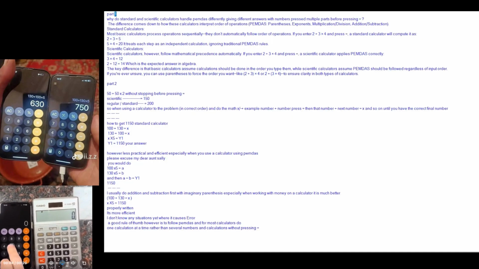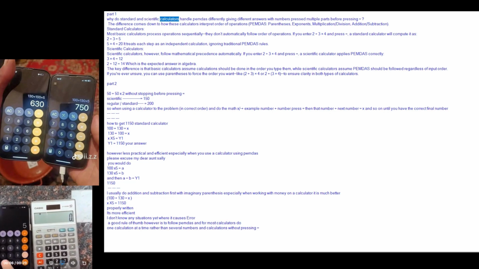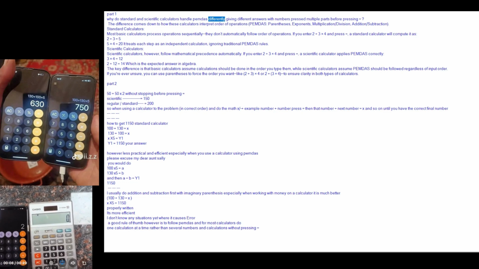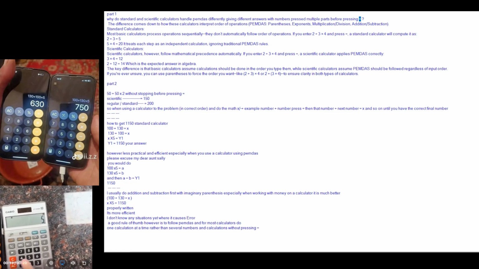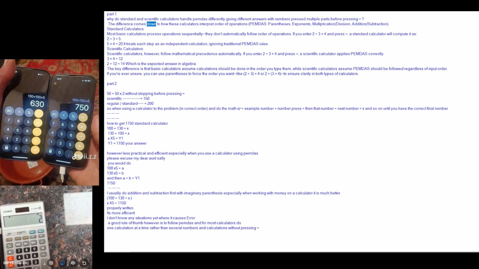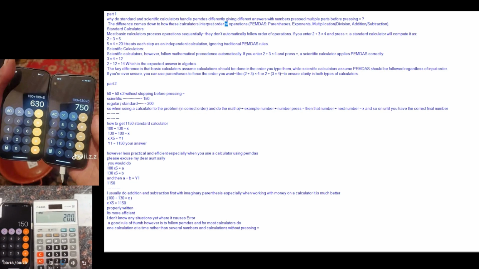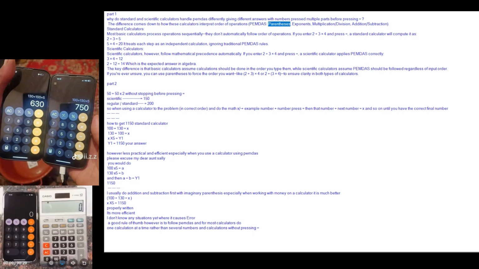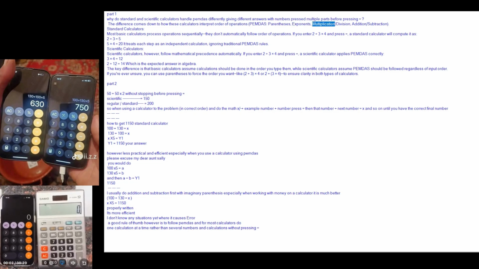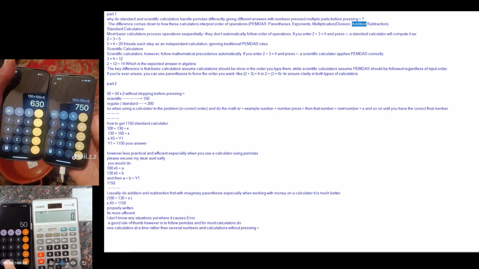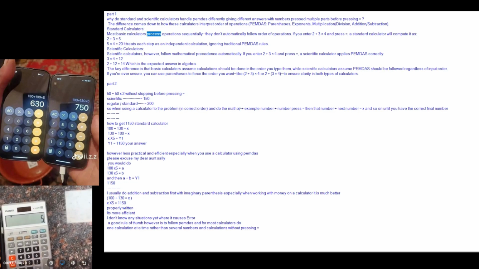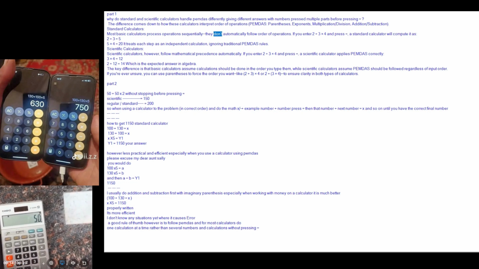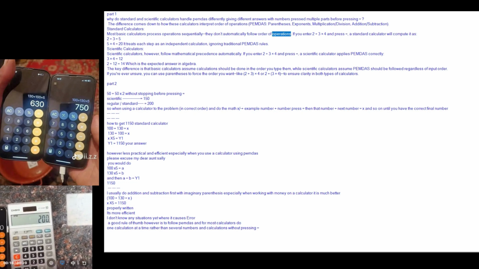Part 1. Why do standard and scientific calculators handle PEMDAS differently, giving different answers with numbers pressed multiple parts before pressing equals? The difference comes down to how these calculators interpret order of operations, PEMDAS: parentheses, exponents, multiplication/division, addition/subtraction. Standard calculators. Most basic calculators process operations sequentially, they don't automatically follow order of operations.